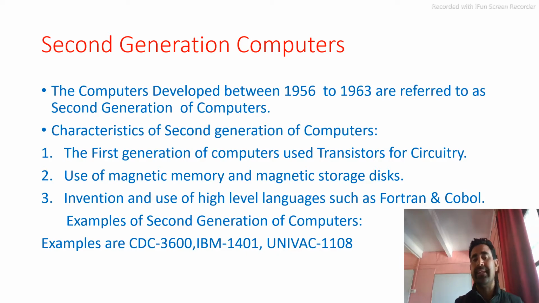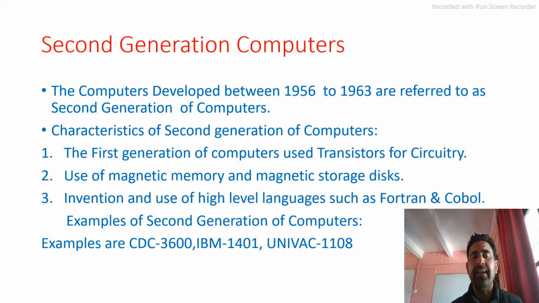Now we will study the characteristics of second generation computers. The second generation of computers uses transistors for circuitry. Here it is written by mistake first generation; it is second generation. In first generation computers, vacuum tubes were used. In second generation, we use transistors. This is the main difference between first generation and second generation.